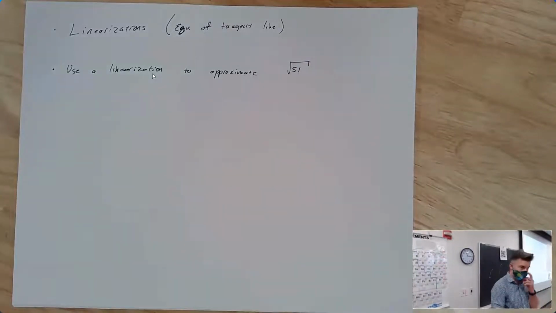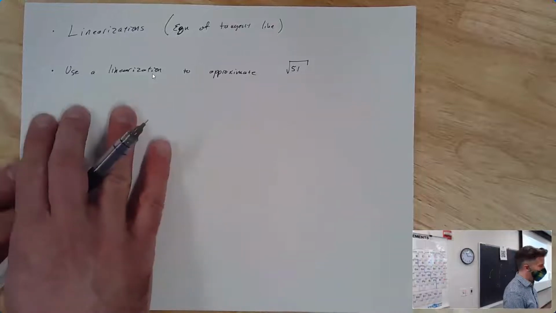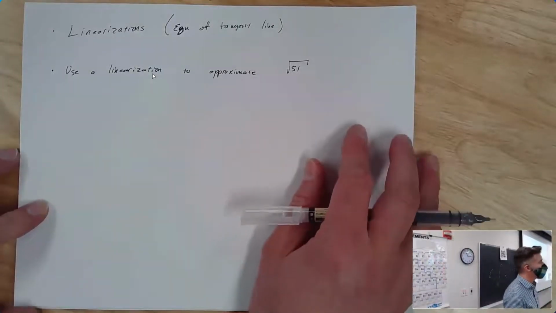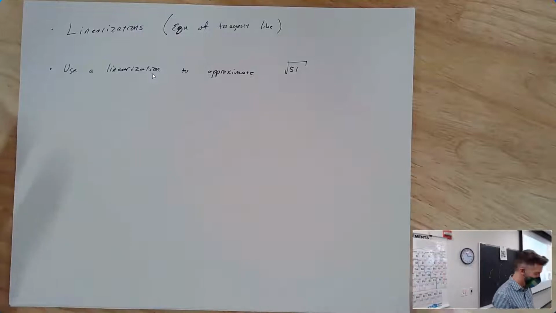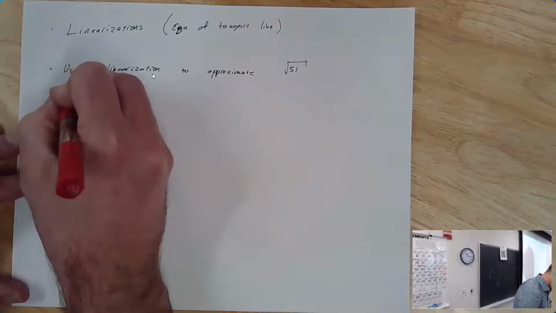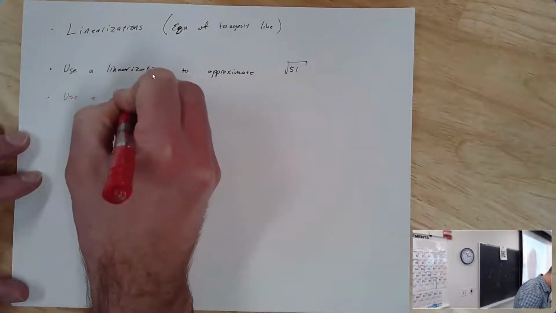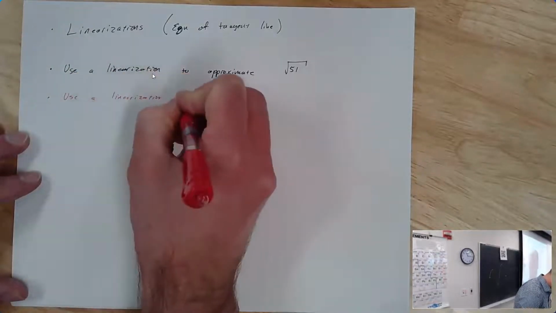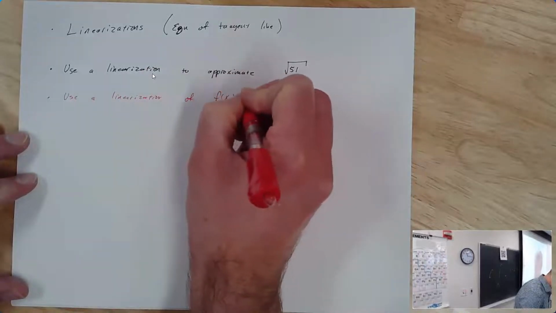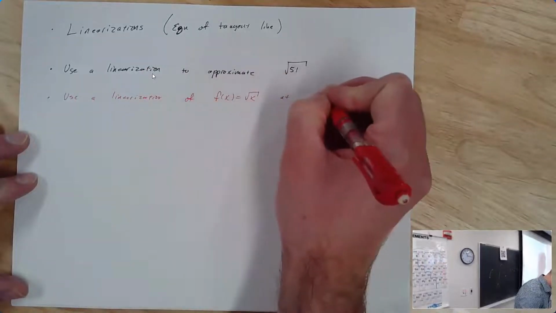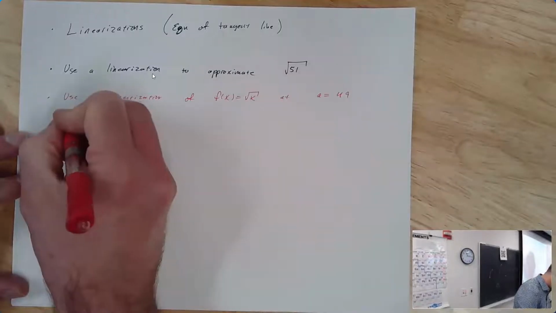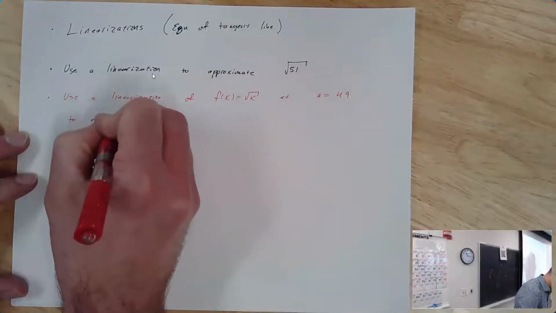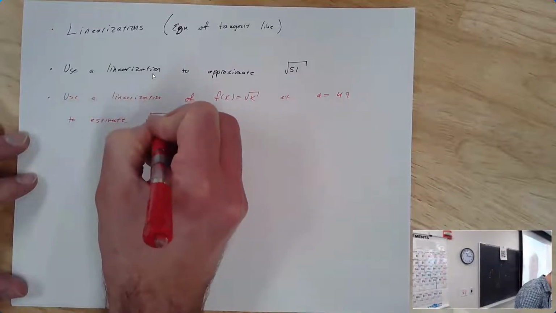Okay, there's a lot rolled up in this that we haven't really said. So this is the bare bones question that someone might ask, giving you kind of nothing. Here's the same question, giving you more information. Use a linearization of f of x equal to the square root of x at a equal to 49 to estimate or approximate the square root of 51.